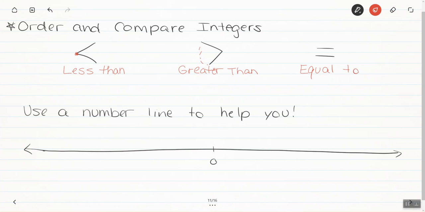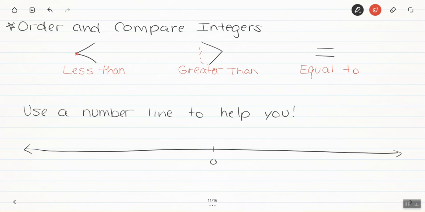And remember, you can pause me and write in your notes first, and then you can listen to me talk and kind of follow along with where I'm at. The next thing that we're going to do is we can use a number line to help us with any of this ordering stuff. So what I recommend is that you draw yourself a number line that you can refer back to.